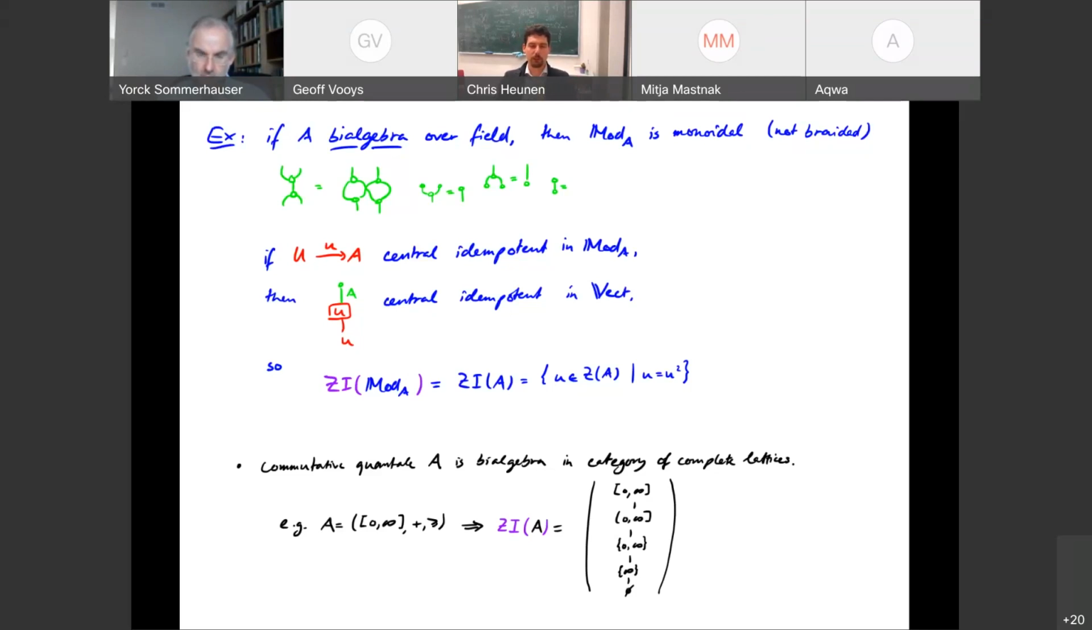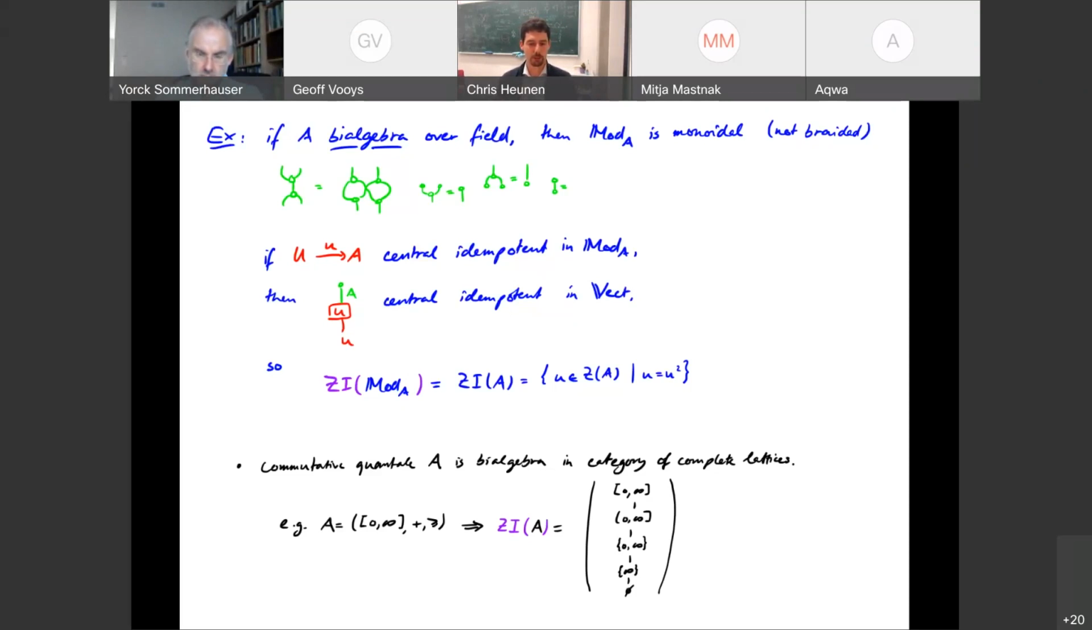And if you think about it for a bit, a central idempotent in modules over A is a map into the tensor unit, which is A itself. But you can take that one step down by saying that it's a morphism from some object U into A, and then I can forget about A in the category of vector spaces because there's only two central idempotents there. That has to be a central idempotent in vector spaces, that composition.